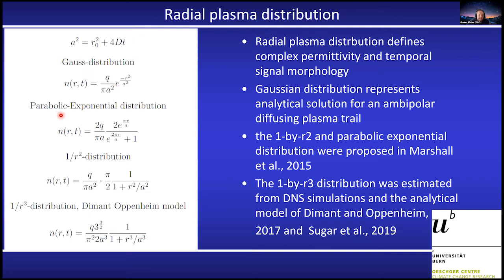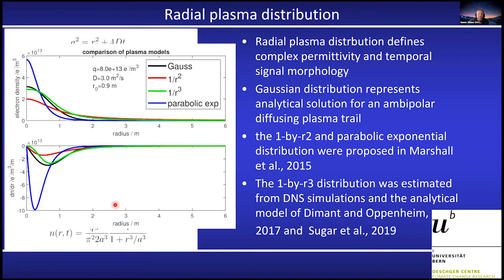Some other studies from Marshall proposed other distributions like a parabolic exponential function, where we try to express this with the same normalization factor, so we have a line density and also a radial expansion. We have a 1/R^2 model, which is a bit slower in the diffusion, and this was also proposed in the first study by Marshall. And we have the 1/R^3 distribution, which goes back to a solution from Dimant and Oppenheim, who provided DNS simulations of the meteor head echo plasma, but also for different viewing geometries. And we added this distribution as well.